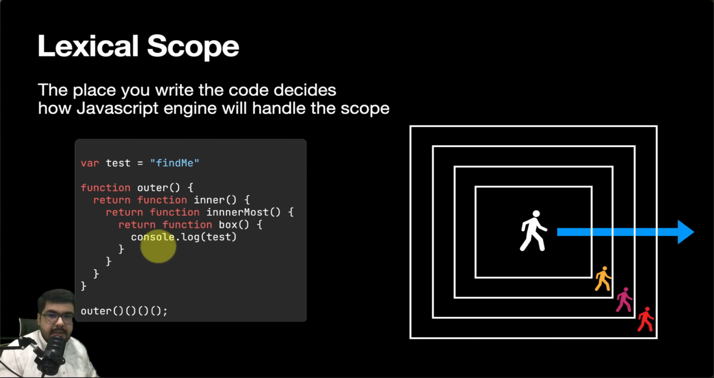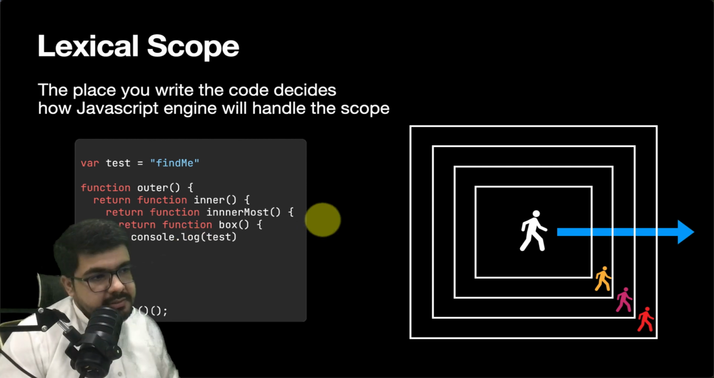What I mean here is, where you have written the code, based on that, the JavaScript engine will handle the scope. So if that function does not have the variable test, it will go out until it finds the variable test. It will go outside of the lexical scope and try to find that variable test. So that's the concept over here.